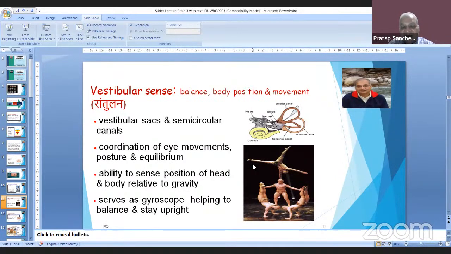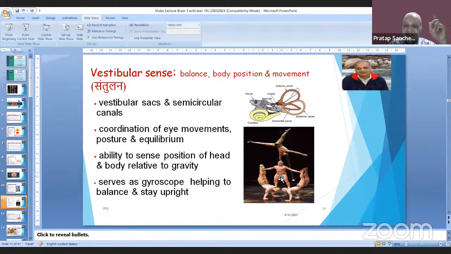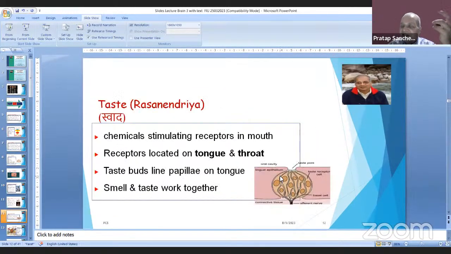Vestibular sense, or the sense of balance, is served within the inner ear by the three semicircular canals in the top diagram, and it coordinates eye movements, posture, and equilibrium. Vestibular sense also comes in here in between. Like this gyroscope, unless we have a good vestibular sense, we cannot perform. And these people have a very high level of vestibular sense. Vertigo is also an aberration in the vestibular sense.